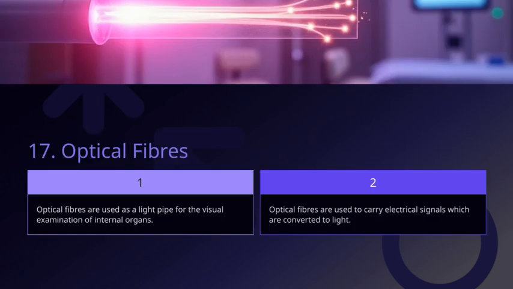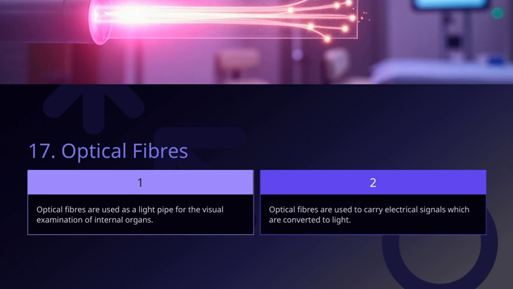Optical fibers are quite fascinating because they serve multiple important functions. One key use is in carrying electrical signals that are converted into light. This process allows for efficient data transmission over long distances with minimal loss. It's a crucial technology in telecommunications and internet infrastructure.